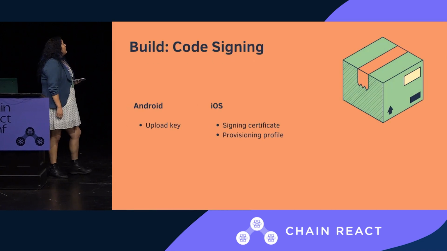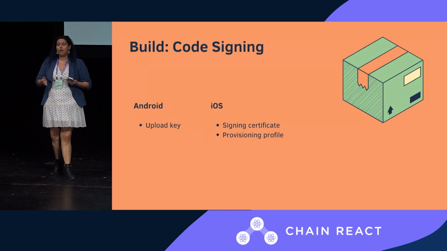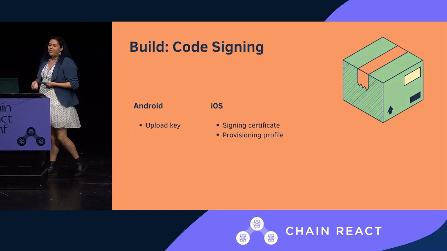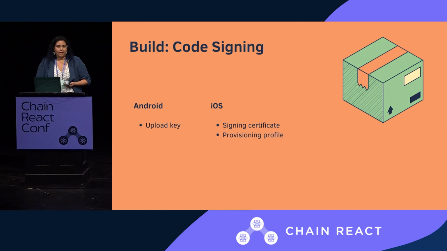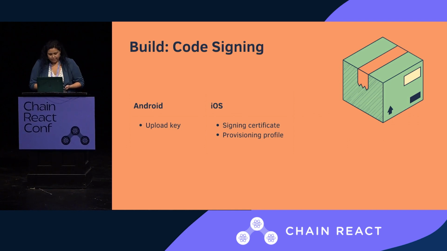All right, so code signing. On the Android side, the credential that you will need is called an upload key. And this is stored inside of a key store. And so on the iOS side, you need two credentials, a signing certificate and then a provisioning profile. The signing certificate validates the identity of the signer and that they're authorized to generate that build, whereas the provisioning profile is a collection of the signing certificates that are available to be used, as well as what devices the application can run on.